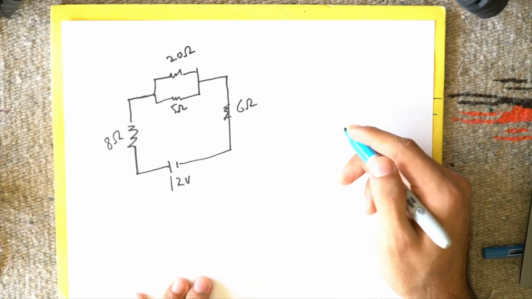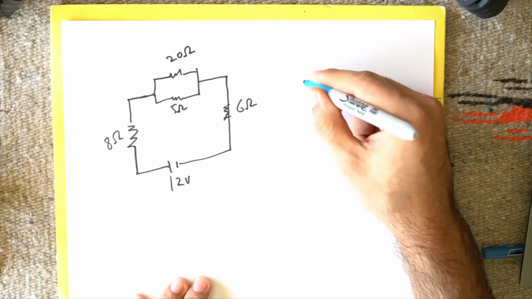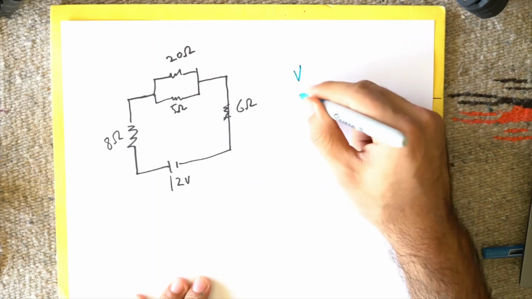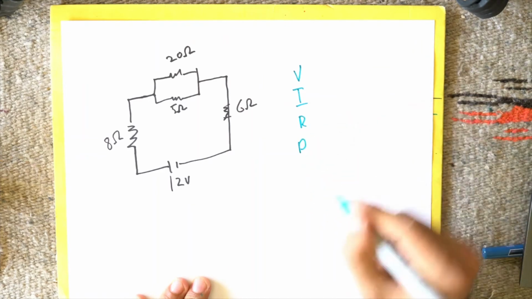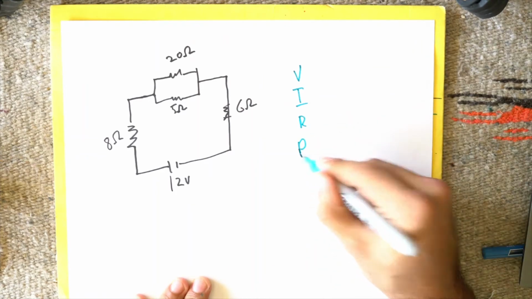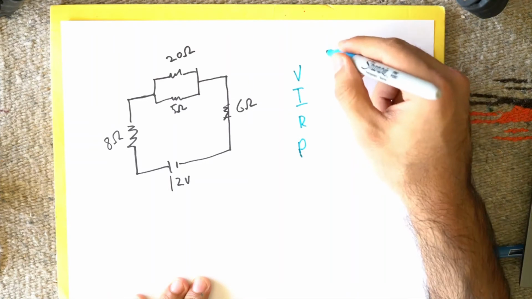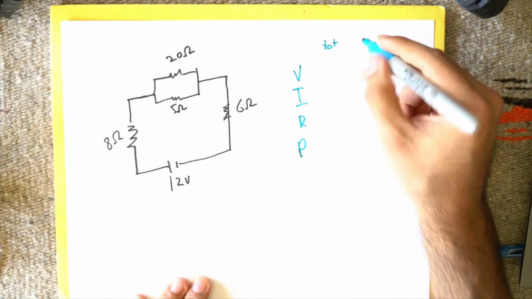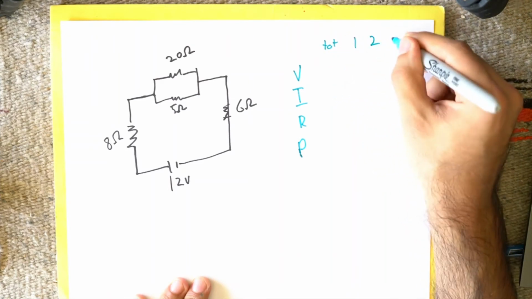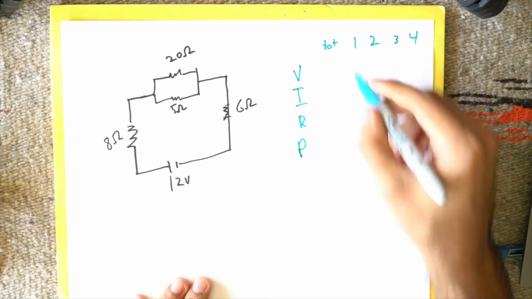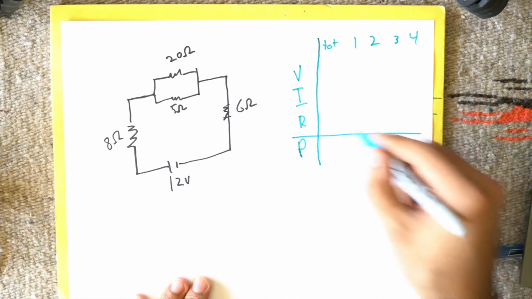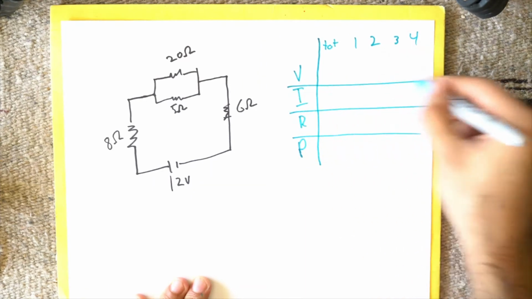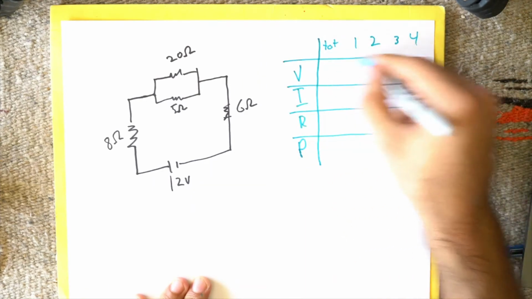So let's make a little chart. This is actually my favorite way to do this. I, R, and then you know what? We can throw in a little power in there because, like I said, that's just who I am. So we can do the total. We can do 1, 2, 3, and then 4. So let's see if we can do this. Let's see how neat this will be. Hey, not horrible.